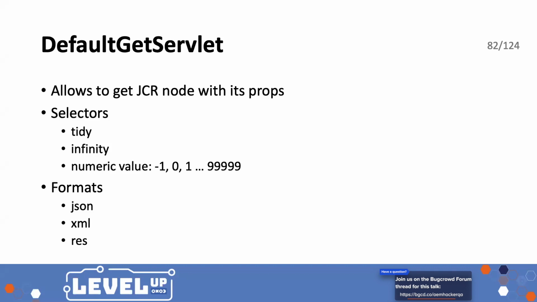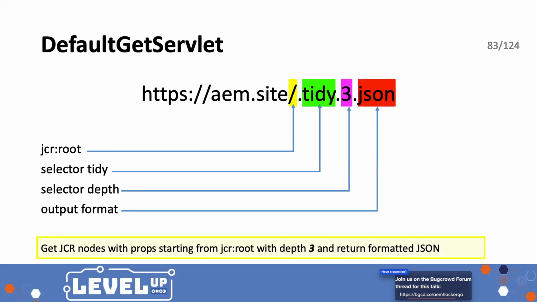Instead of infinity, we can use a numeric value that determines the depth. -1 is equivalent to infinity. And the format res allows to retrieve files that are normally stored inside JCR data property. For example, when we are accessing route/.tidy.3.json, we are getting formatted JSON that contains nodes and their properties starting from JCR root node with depth 3.